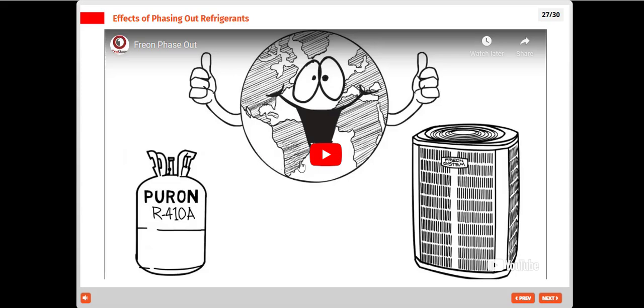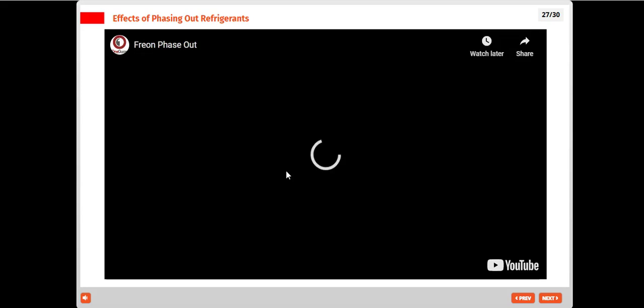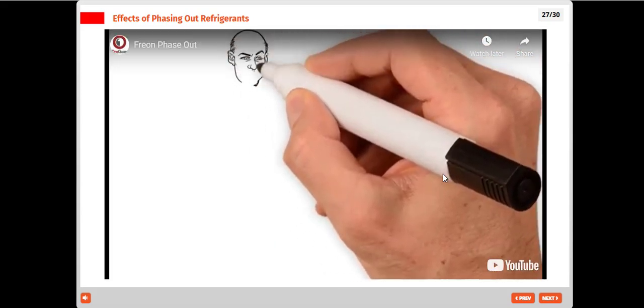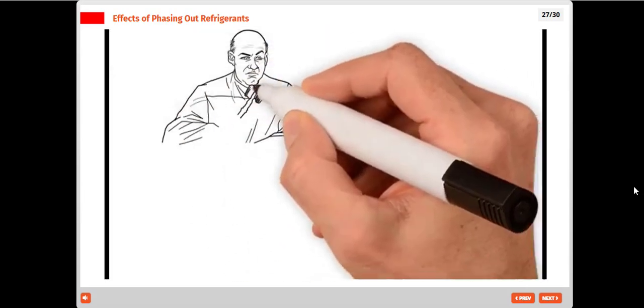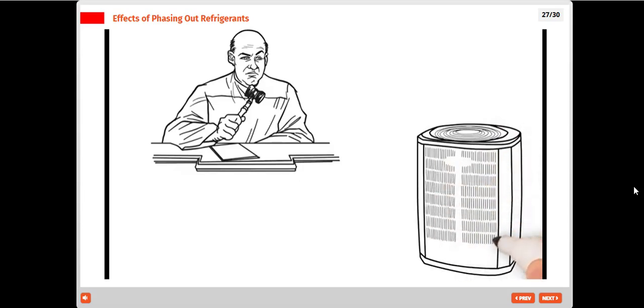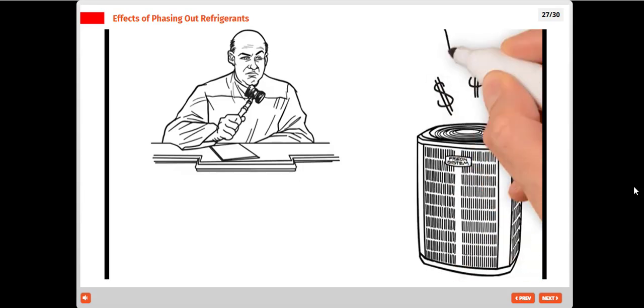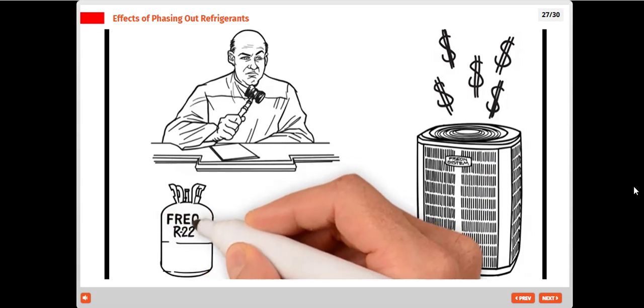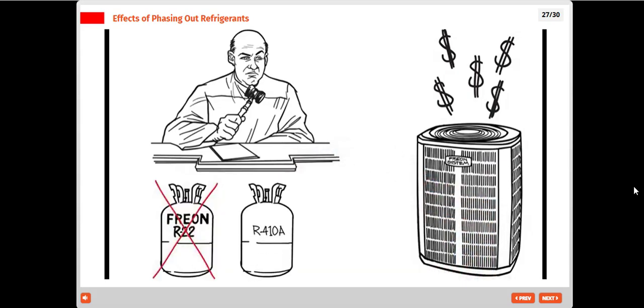Did you know that Freon is being phased out by the year 2020 due to government regulations? And did you know that this phase out is leading to costly AC unit repairs and replacements, since all units will soon need to run on the new refrigerant called Puron? Not clear on what any of this means? No problem. We're here to help.